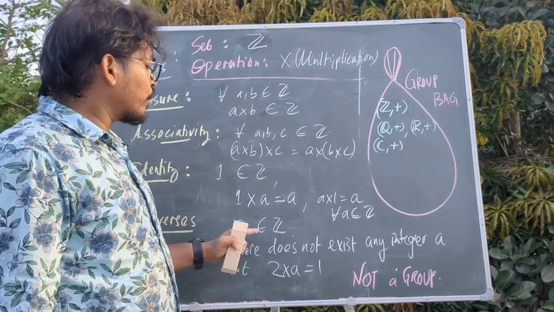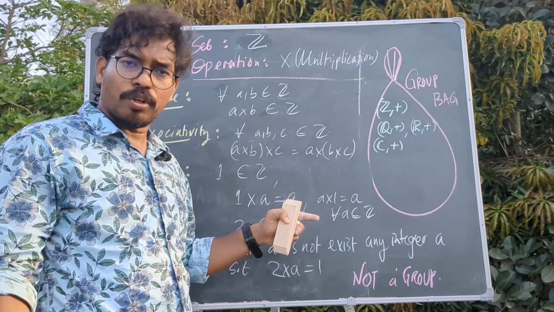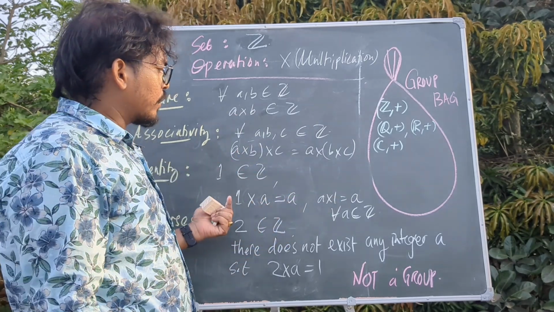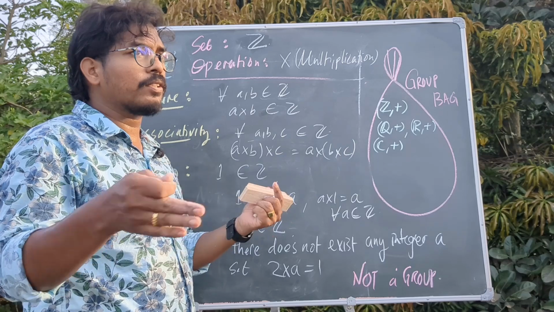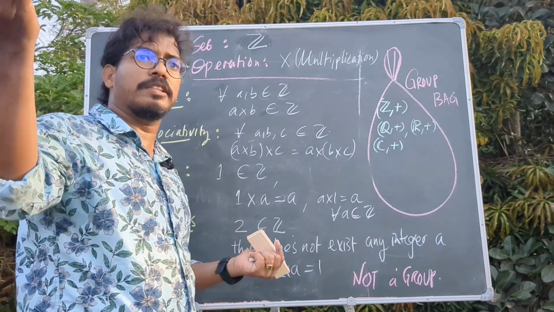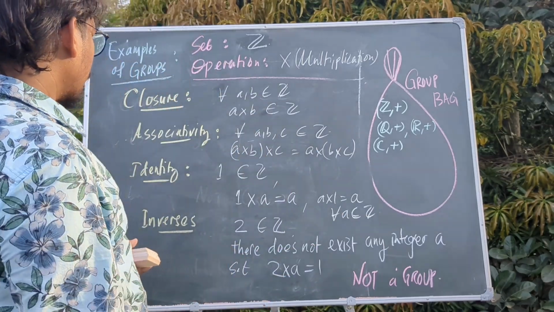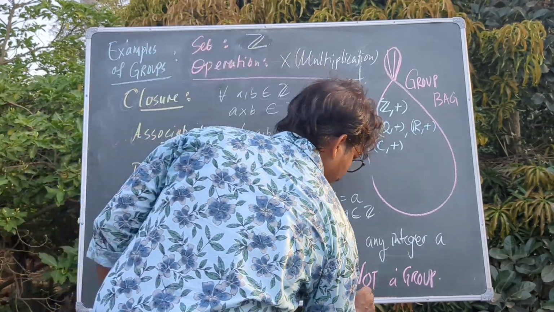We only have the inverse of 1, which is 1. The inverse of minus 1 is also minus 1. But any other integers will not have inverses, because their inverse is their reciprocal, which will not be in the set of integers. So this is not a group.